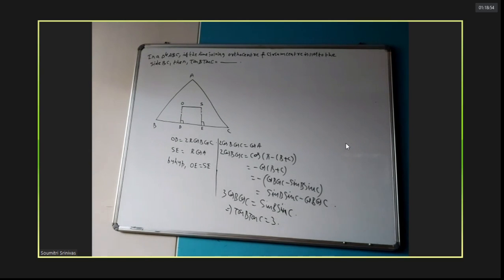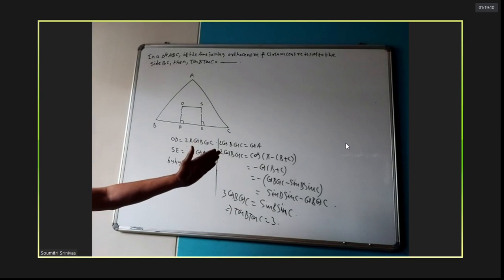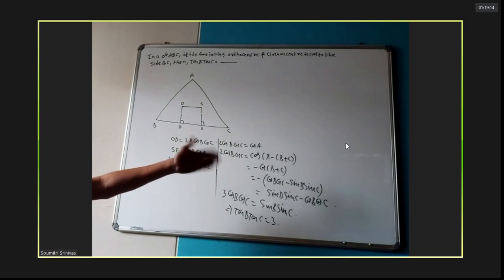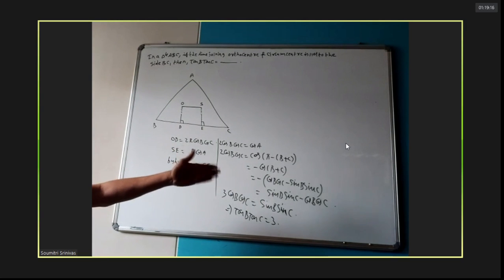2R cos B, good that you did not cancel the cos B. Is this clear why it is 2R cos B, why it is R cos A? Yes, sir.